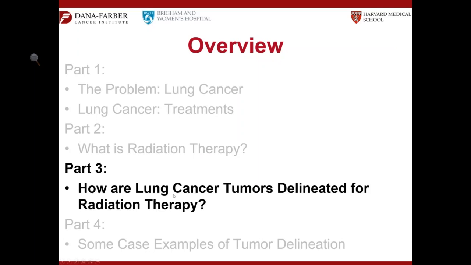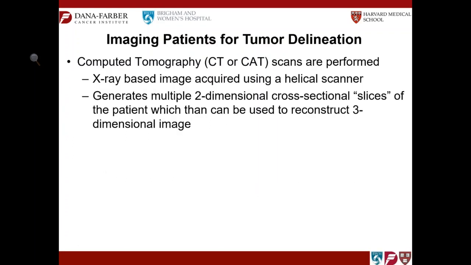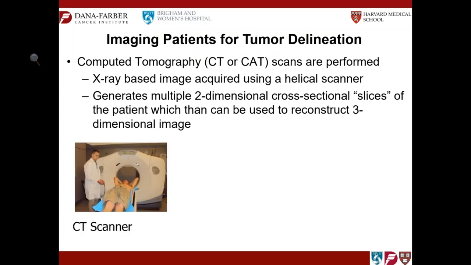So third, let's take a look at what's the state of the art currently of how do we delineate lung cancer tumors for radiation therapy using mostly manual approaches. So the way we plan these cases, how we delineate the tumor, is by first obtaining a medical image, typically a computed tomography or CT or CAT scan. These are X-ray based images acquired using a helical scanner that generates, and for people that have seen it, it looks like a donut.